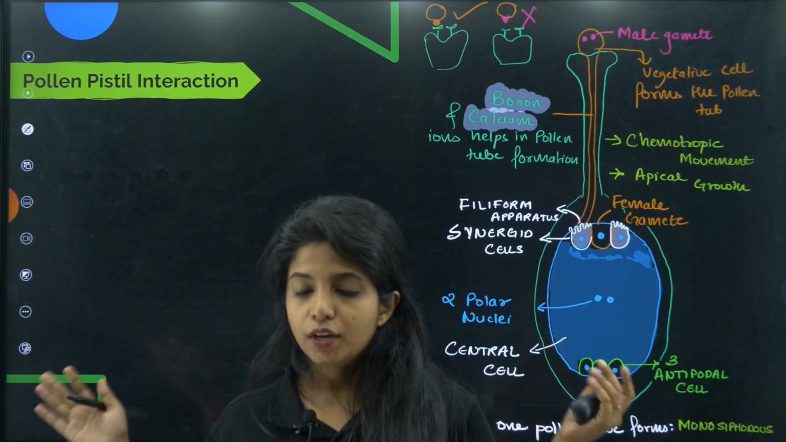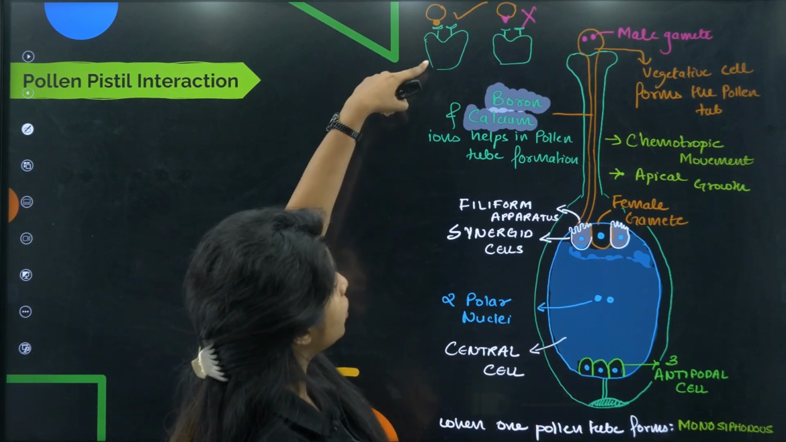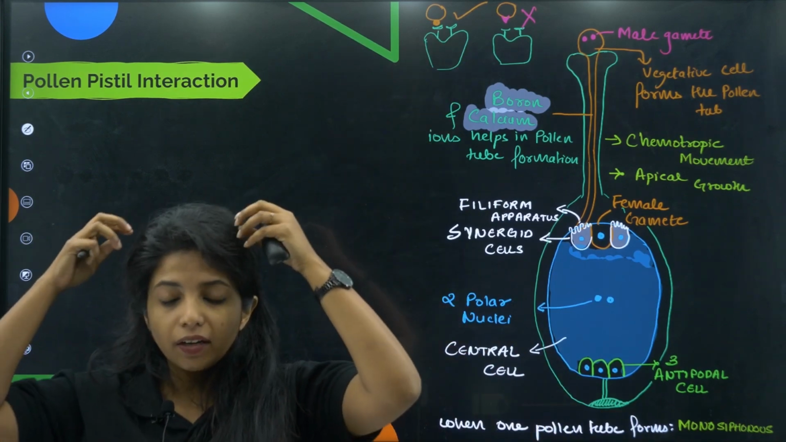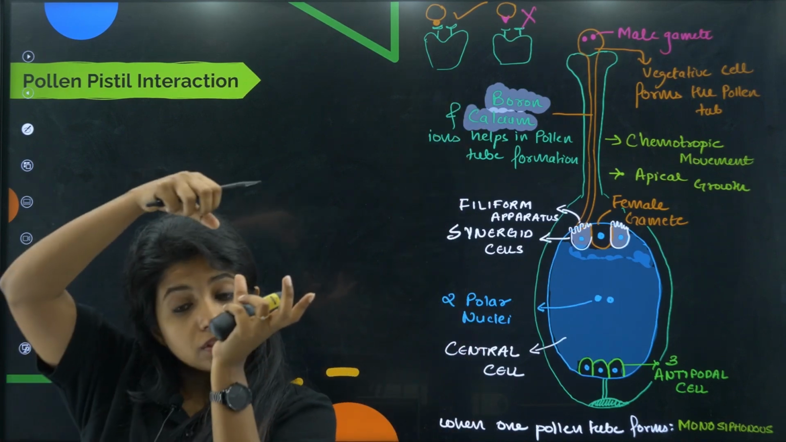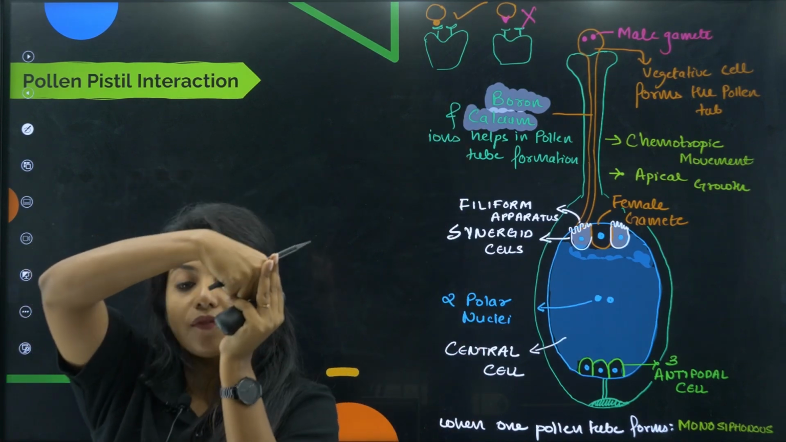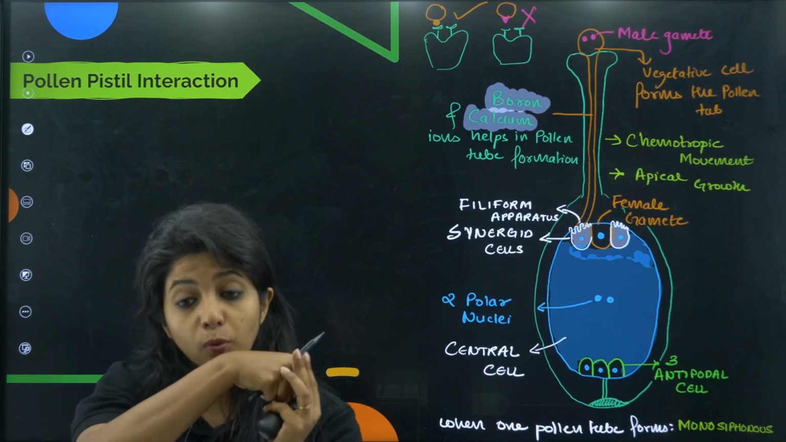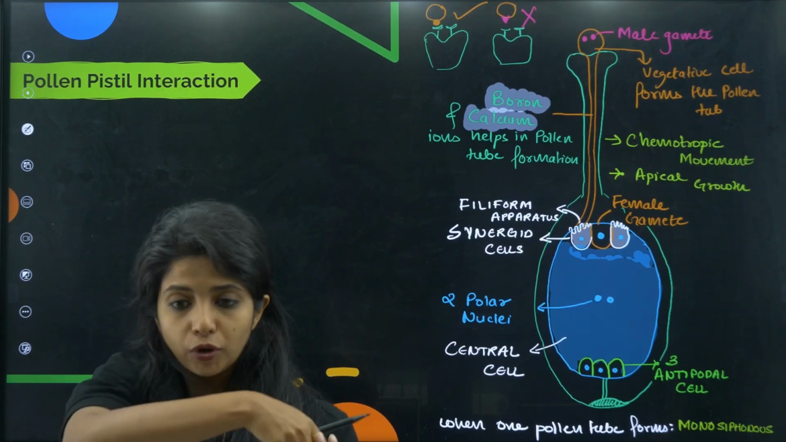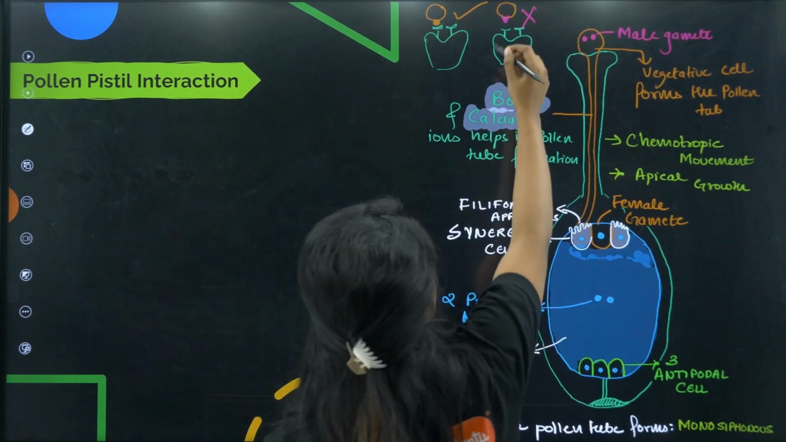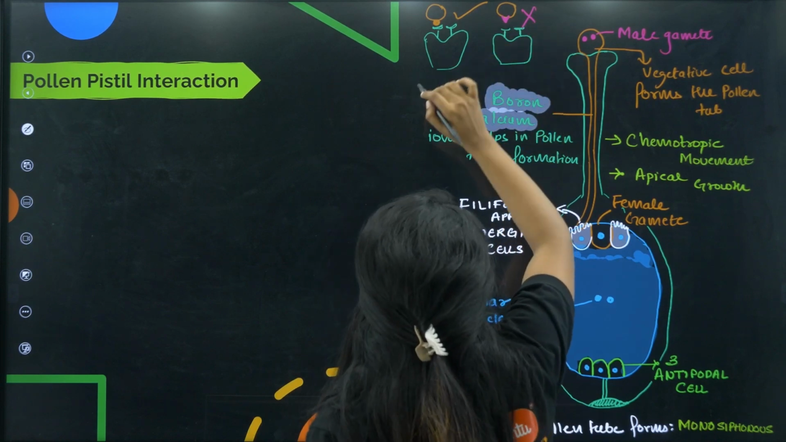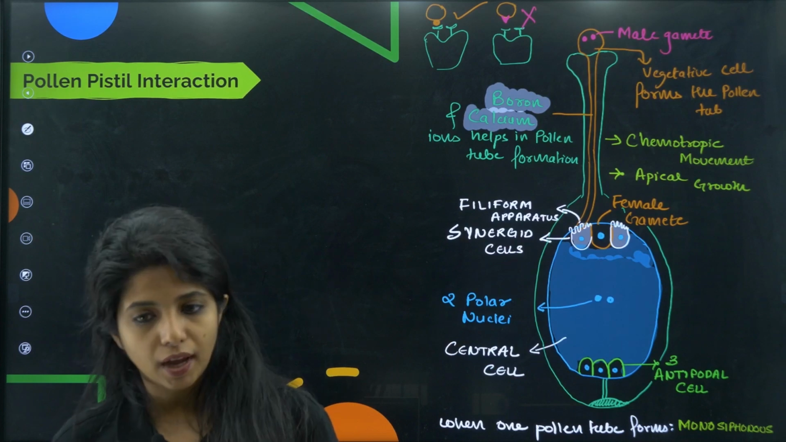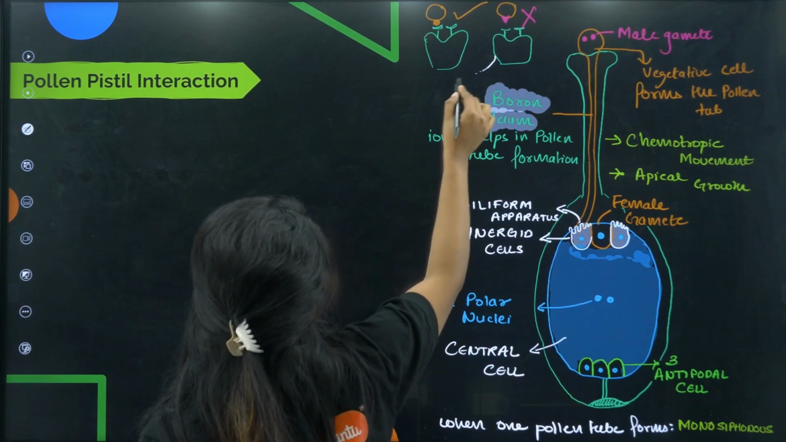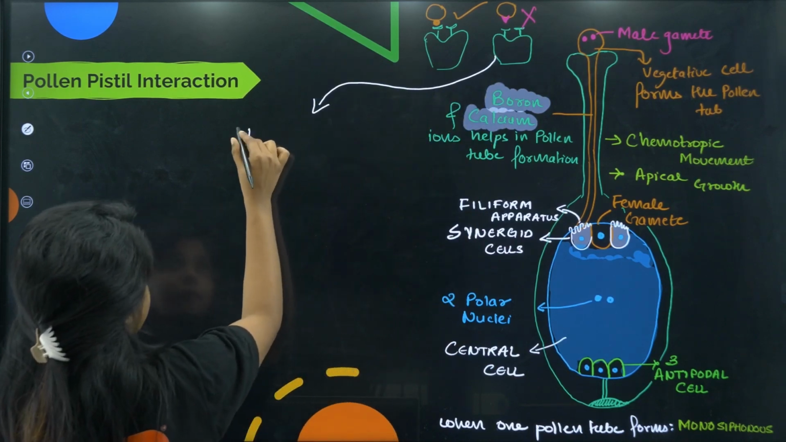So basically, there's a pollen that came. The pollen has the right chemicals on its surface. Similarly, the stigma also has receptors. On these receptors, the pollen has to land, and if everything goes well, the pollen will germinate and then form the pollen tube. But if the receptor and pollen are not matching, then pollen germination and pollen tube formation will not happen.